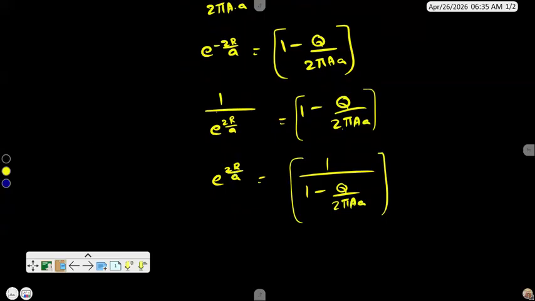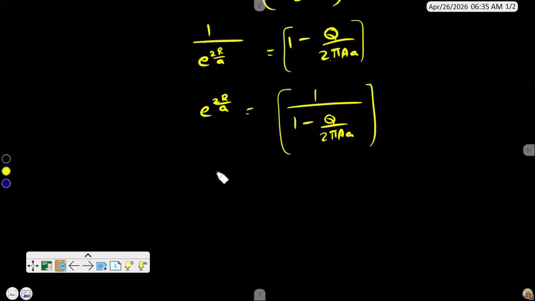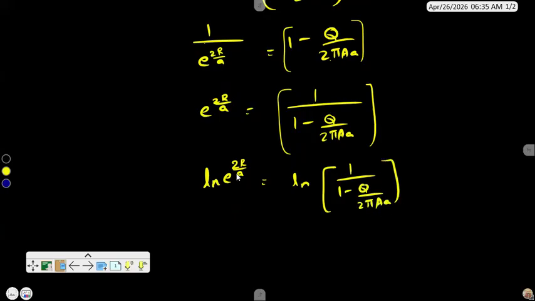Now we'll put logs on both sides. Whenever I put log on both sides, that is natural log. It should have been given as ln, but he has given it as log in the options. So ln e to the power of 2r by A is equal to ln 1 by 1 minus q by 2 pi capital A small a. Natural log of e to the base e is anyhow 1. This power will come in front. So 2r upon A is equal to ln 1 by 1 minus q by 2 pi into capital A small a.